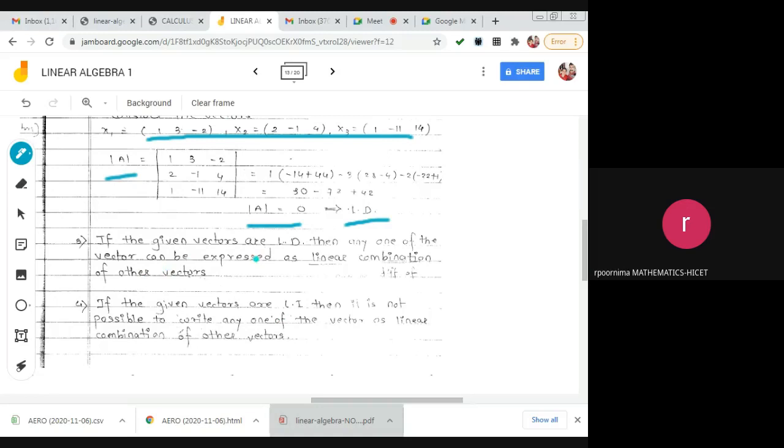If the given vectors are linearly dependent, then any one of the vectors can be expressed as a linear combination of the other vectors. If the given vectors are linearly independent, then it is not possible to write any one of the vectors as a linear combination of the other vectors.